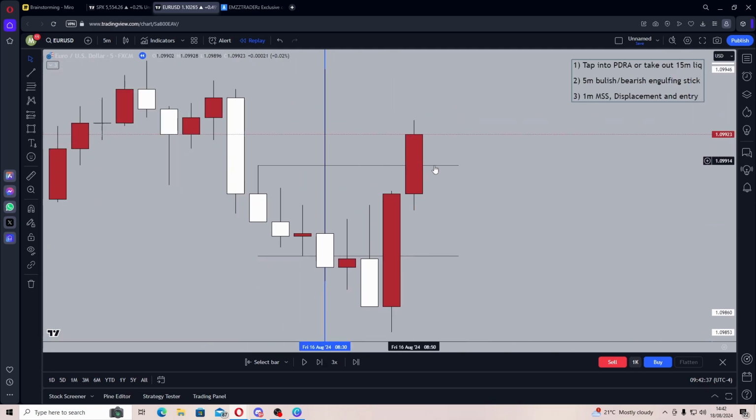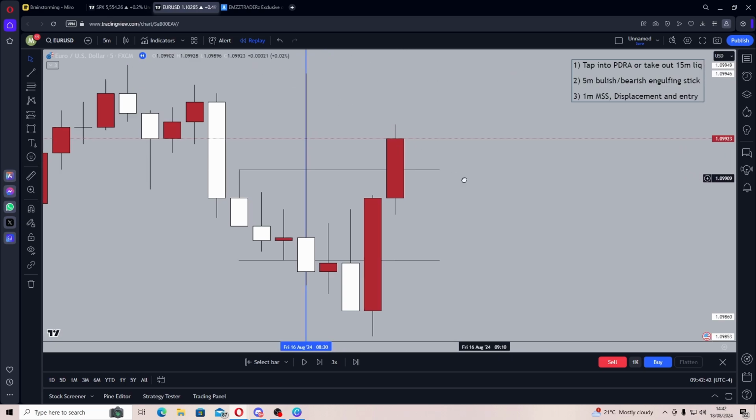Okay, so after this one, now I'm going to be dropping to the 1-minute time frame and finding a market structure shift with a displacement, and then I can enter straight away.